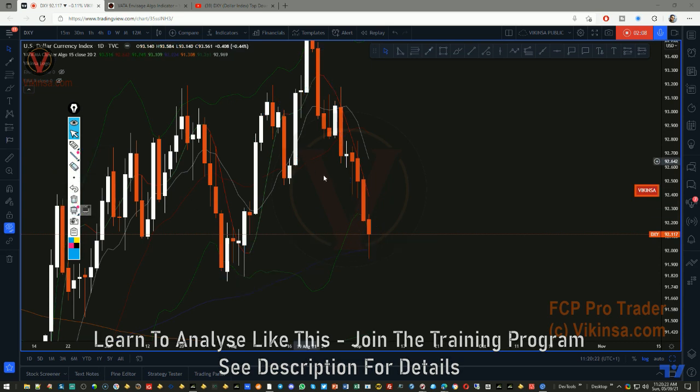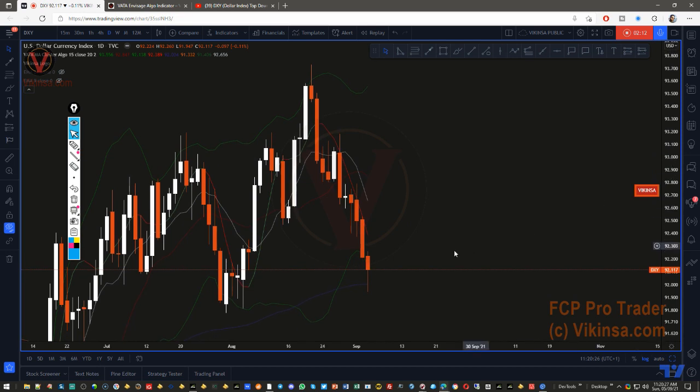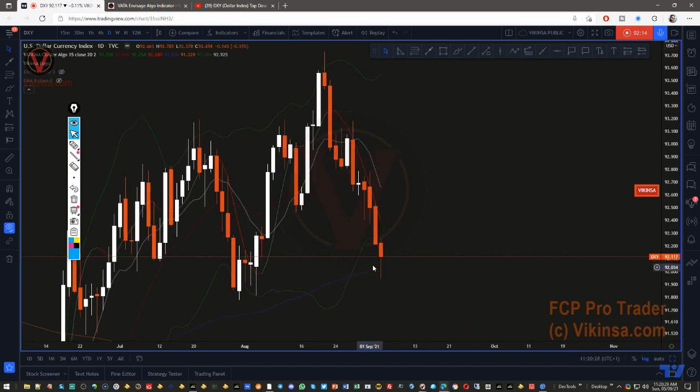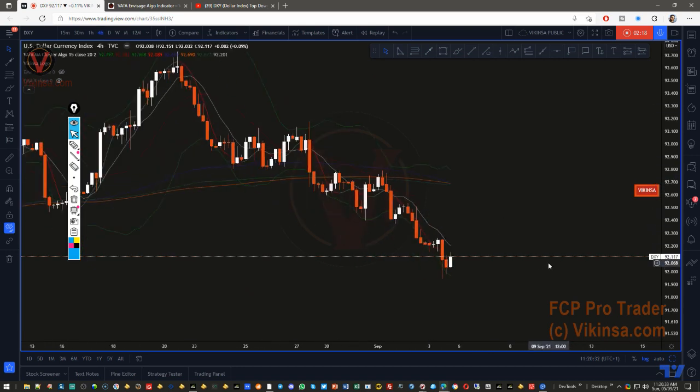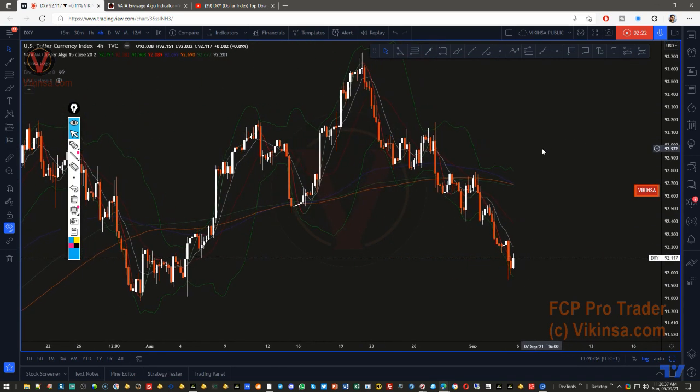So if you are short on DXY for whatever reason, then make sure that you are managing your positions. And if you want to look for a long position, then wait for a confirmation here on a smaller time frame and then look for an upward move. Now, where can it go to?